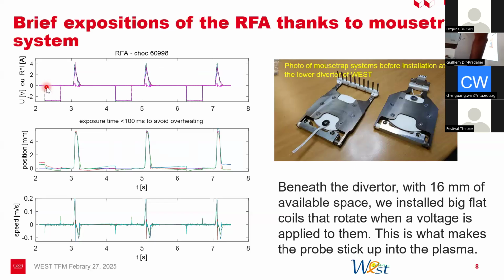We call this thing the mousetrap, because it looks like a mousetrap to us. There's a spring that you can see here on this axis, which brings the probe back down in case we lose the power to the coil, or something goes wrong with the computer program. There's at least this spring that brings the probe down below the diverter. That's why we call it the mousetrap.